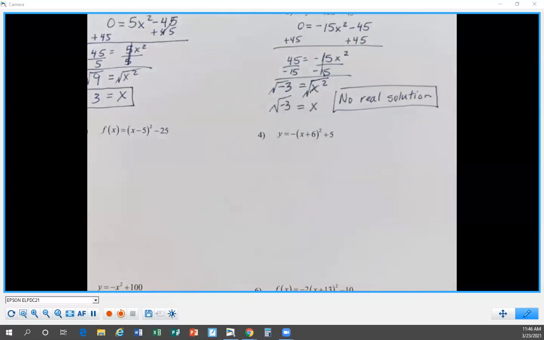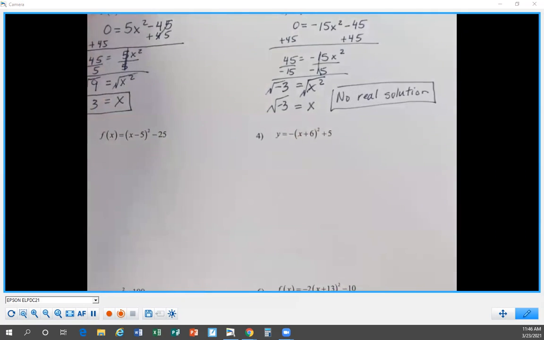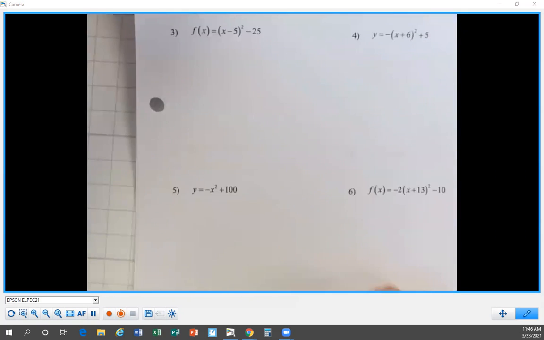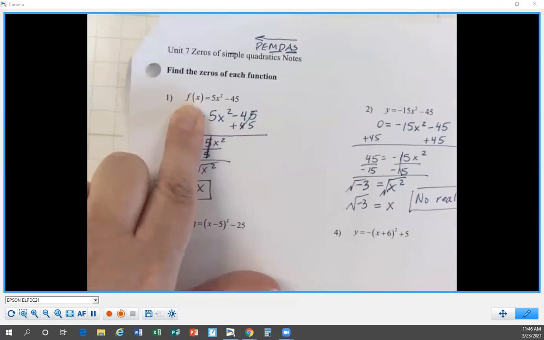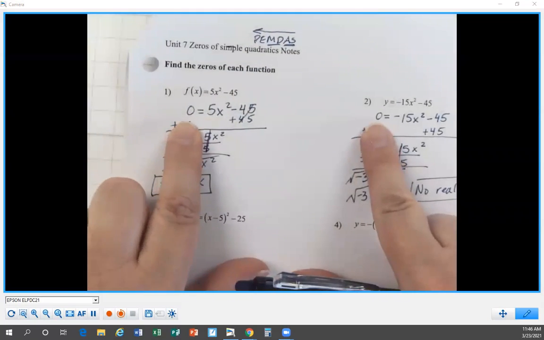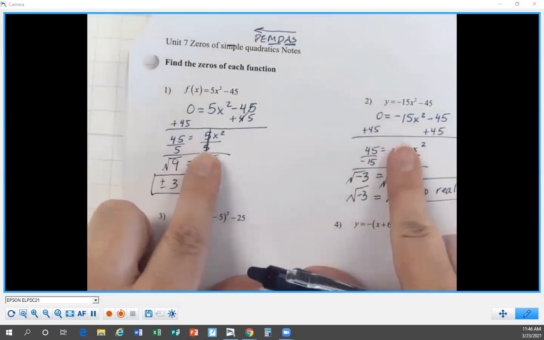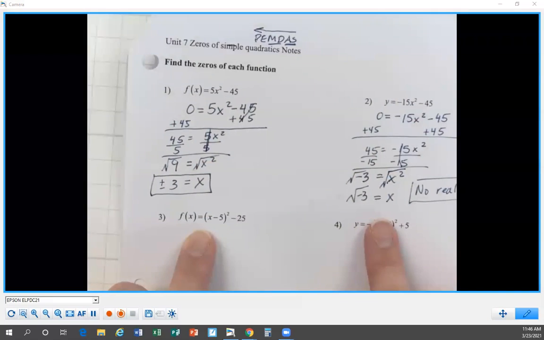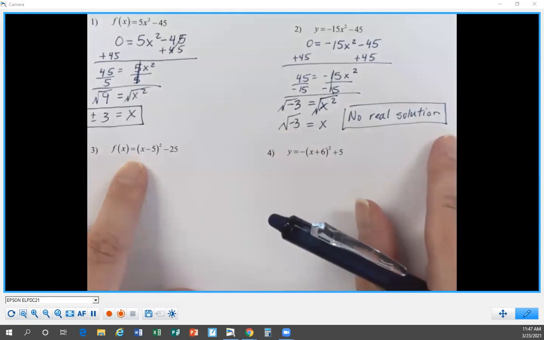When you are in Algebra 2, you will learn about imaginary numbers and how you can get solutions for this type of question, and how to represent that algebraically. All right, so there's another type. Again, f of x equals or y equals, these are both getting set equal to 0. It doesn't matter. Then you're solving for your x term using the order of operations in reverse. And if you take the square root of a negative number, there are no real solutions.